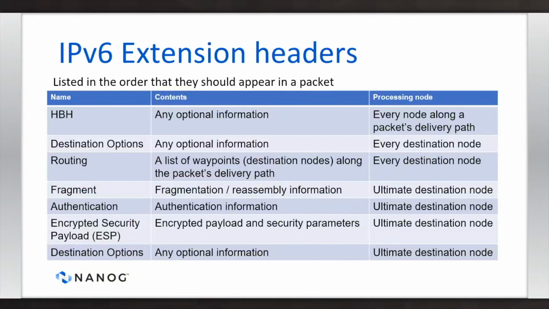That's where you process the fragment header. You authenticate it. That's where you process the authentication header. You decrypt it if you need to. That's the ESP. And any additional options for the ultimate destination. That's the last destination options header.